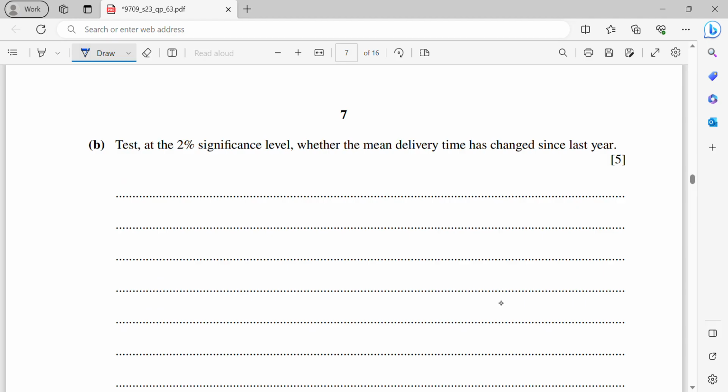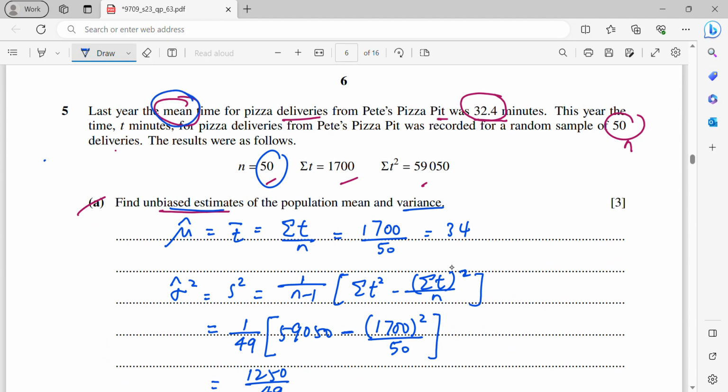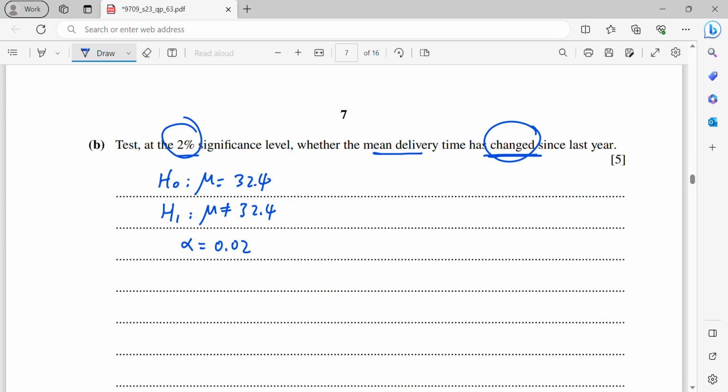Now for B, test at 2% significant level whether the mean delivery time has changed since last year. Okay, so let's look at the question. The mean time was 32.4, so my H naught is mu equals 32.4. But since you need to check whether the mean has changed or not, your H1 is mu not equal to 32.4. And you are testing at 2% significant level, therefore alpha is 0.02.